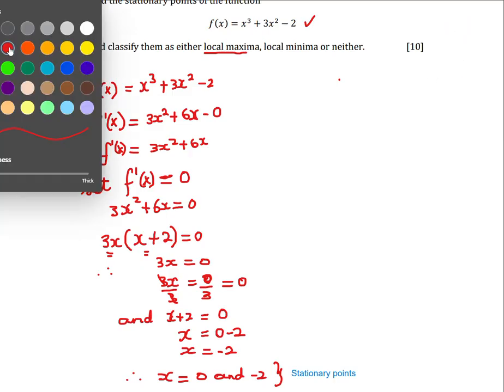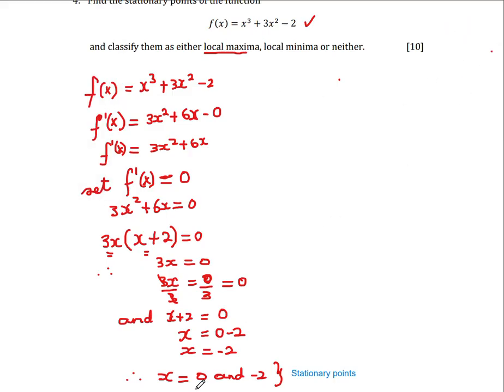So to classify the stationary points of 0 and negative 2 that we found, we're going to take the second derivative, right? To classify the stationary points, we find the second derivative. Then we substitute each of the stationary points into the second derivative to replace x, and then we solve.